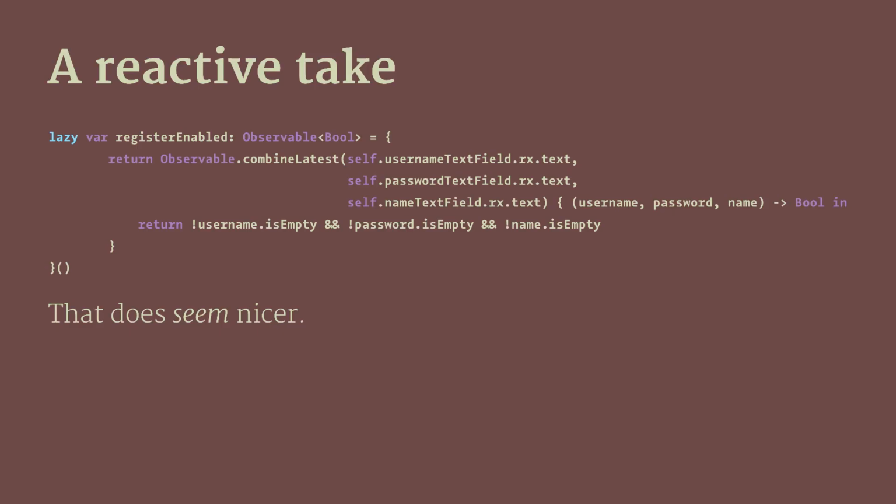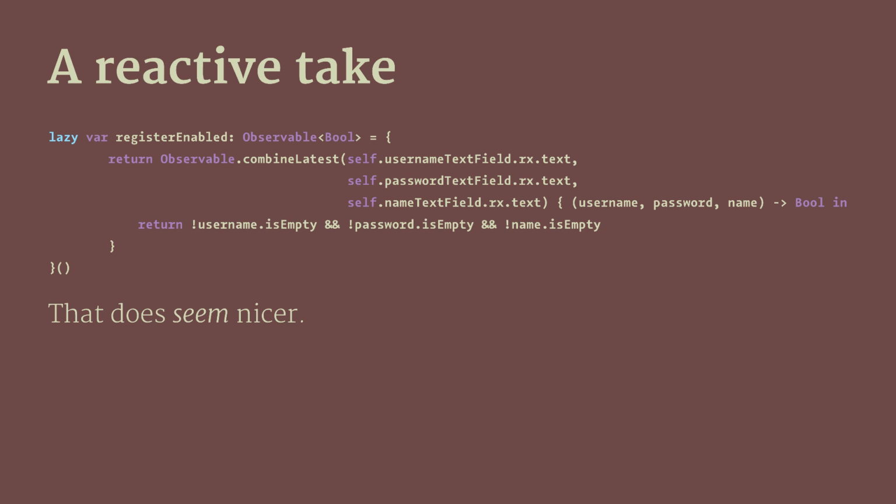So let's do a reactive take on the example we were working on earlier, where we wanted to update the register button when certain criteria were met from the inputs in the form. So I'm going to create an observable here in a lazy variable. Think of this as declarative code. Remember, we're declaring this stuff largely ahead of time, not when events are happening. I'm not in a delegate call here. This is all being described to the compiler ahead of time.